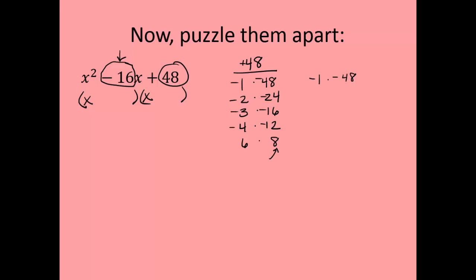Negative 4 plus negative 12 is negative 16 when you add them, right? So that's it. It looks like it's minus 4 and minus 12. Just check this. This times this is supposed to be 48, and when you do these middle ones and these outer ones, the negative 4x and the negative 12x, it's supposed to combine to make that middle term, which it does. So this is our solution right here.